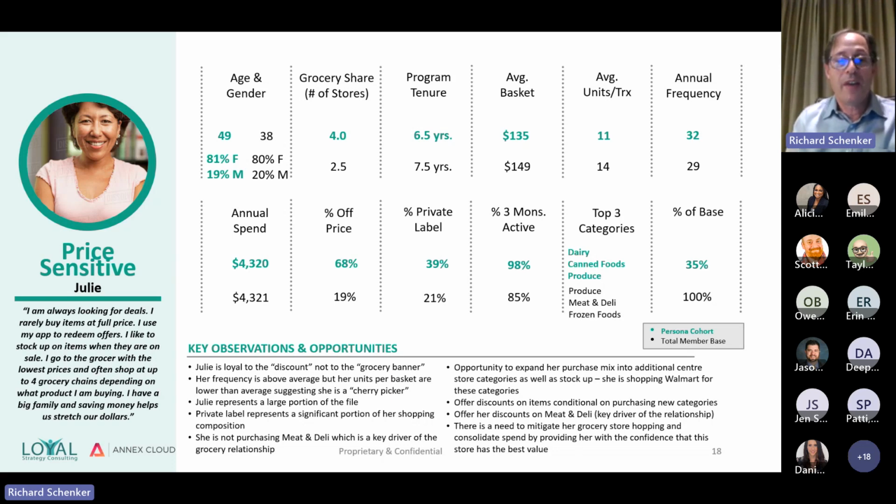Her frequency is above average, but her units per basket are lower than average, suggesting that she probably is a cherry picker. She's picking off those items that are on sale, and she's not buying things that are off price. So Julie represents actually a large proportion of the cohort, about 35% of shoppers. So we do have to pay a lot of attention to the Julies of the world.